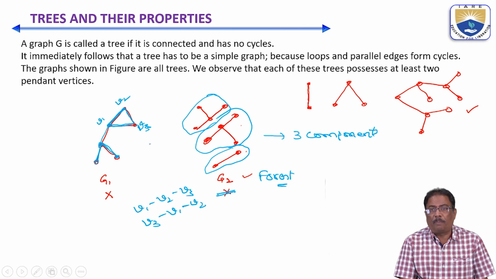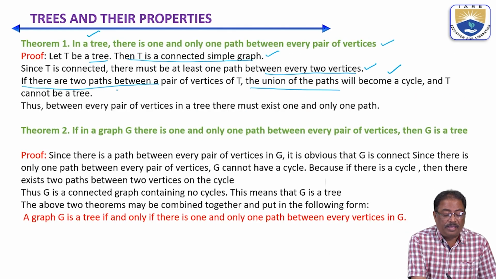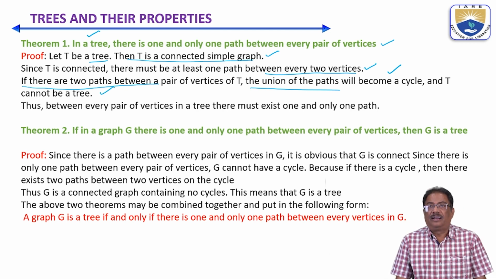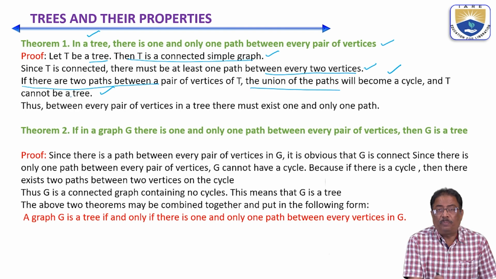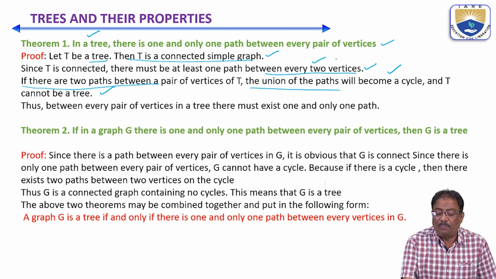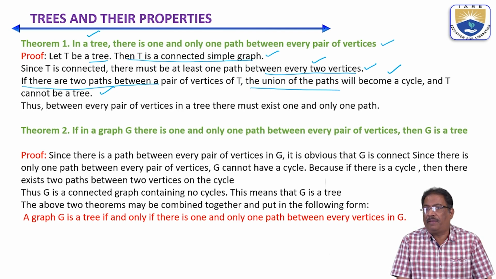If I combine these, there is a possibility of getting a cycle. If it is a cycle, then automatically it is not a tree. So at least one path will be there between two vertices, and if more paths exist, then it forms a cycle. So it will never be a tree.